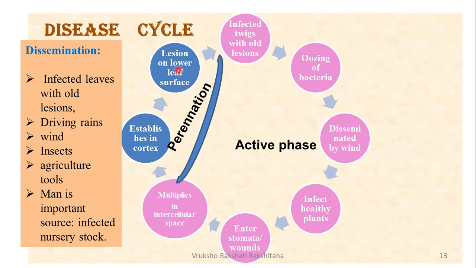So this stage represents the dormant stage wherein the perennation takes place, whereas this is the most active phase. Thus, dissemination of the pathogen takes place through infected leaves with old lesions, then by means of driving rains, then by wind, by insect, by means of agricultural tools, and sometimes even man is the important source through the infected nursery stock.